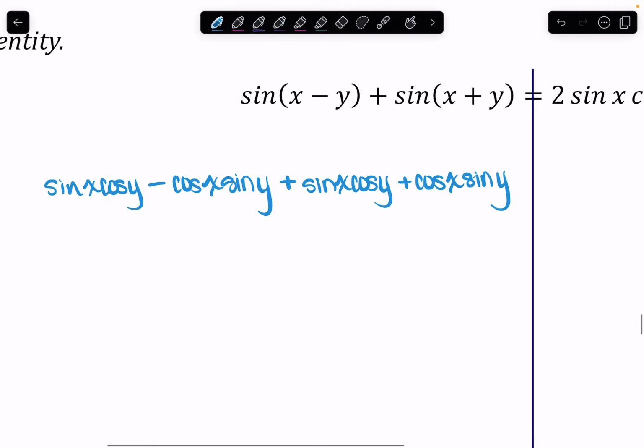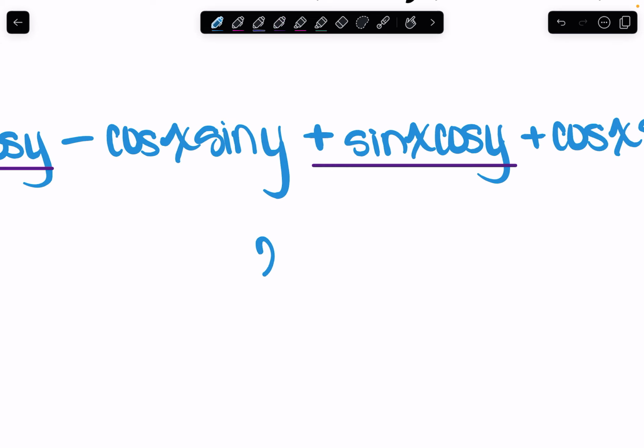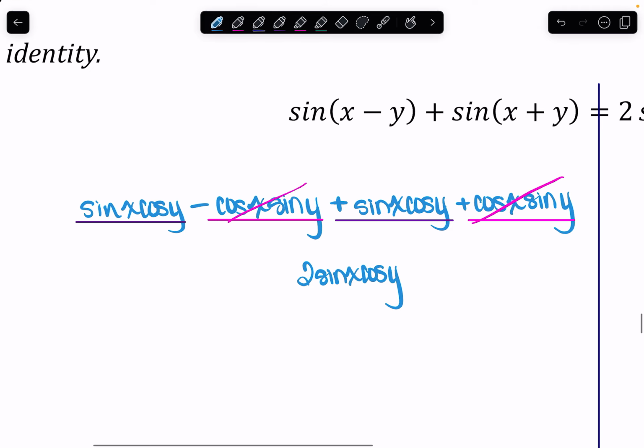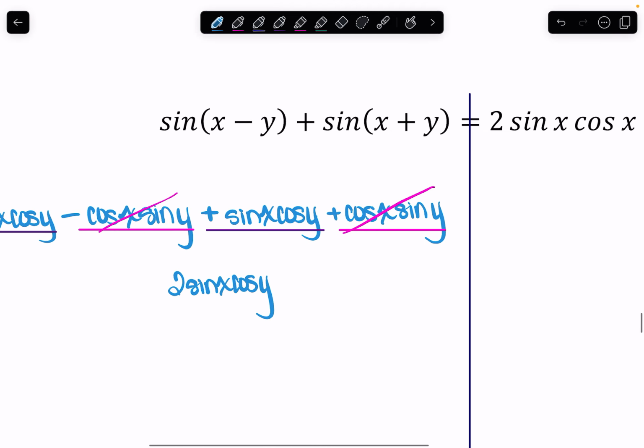All right, so if we look at this, I have a cosine y sine x and a cosine y sine x. 1 plus 1 is 2 of them, so I have 2 sine x cosine y's. If I look at the other two, a negative cosine x sine y plus a positive cosine x sine y, that's 0, so those are gone. And if we look, let's see.